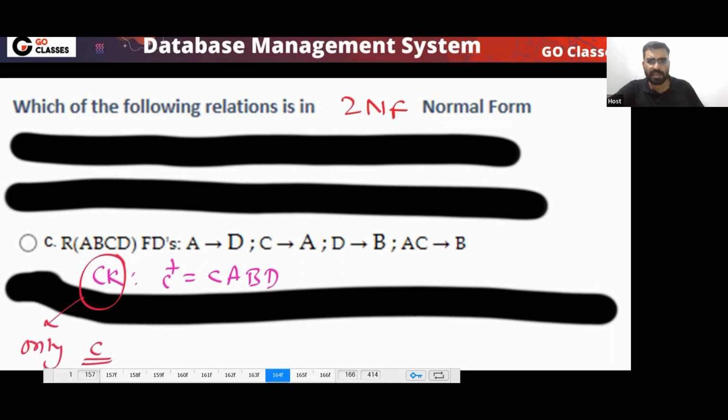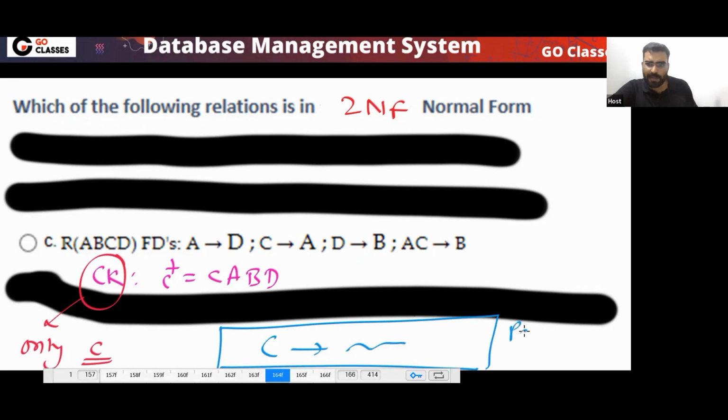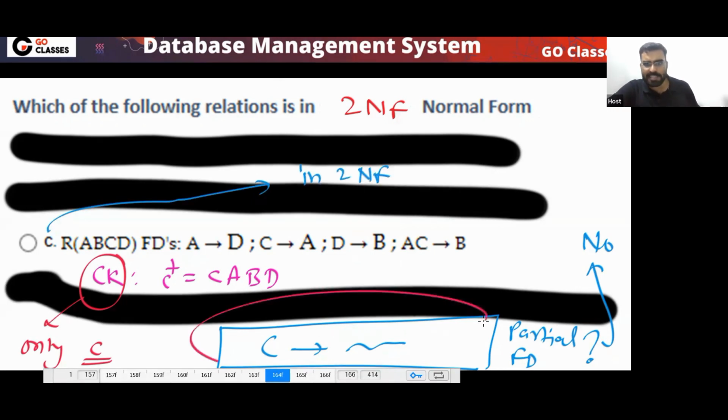So this is in 2NF. Can you create this type of partial dependency? Can this type of dependency be partial? No. So this relation is also in 2NF, because this type of dependency cannot be partial.